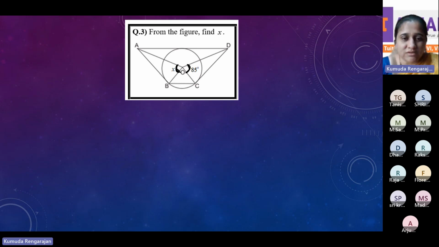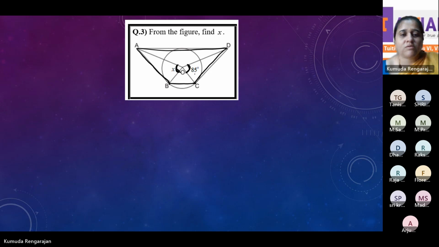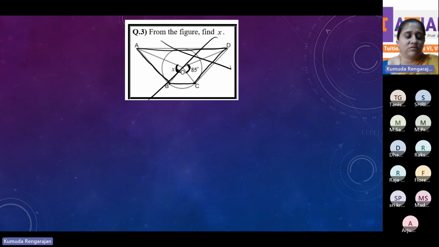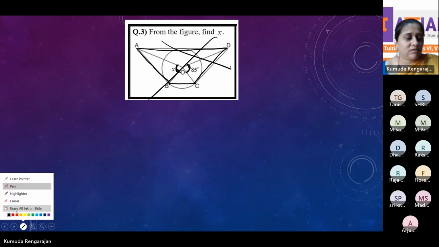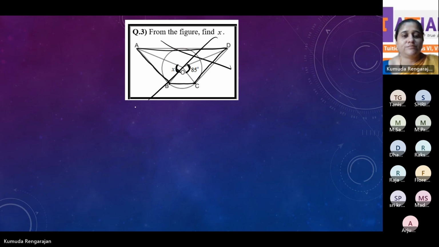Let's see how the figure is here. Okay. I'm just double checking the figure. One second. Is the figure correct? Okay, let me just correct the figure, children. This figure is incorrect. I'll just draw one.